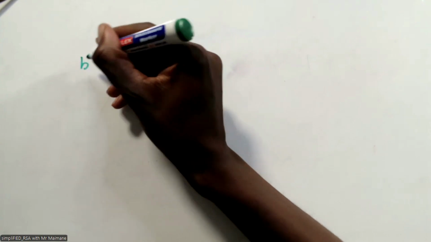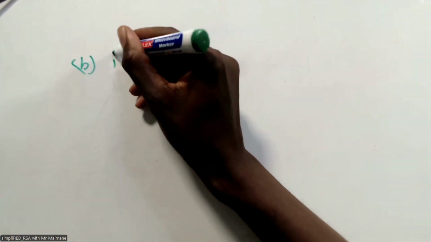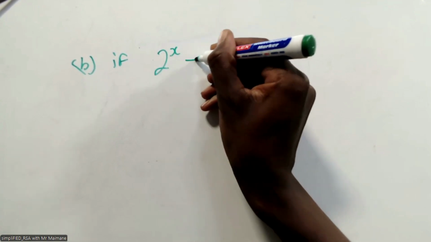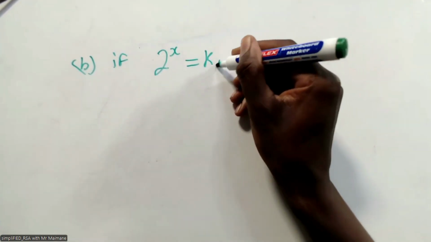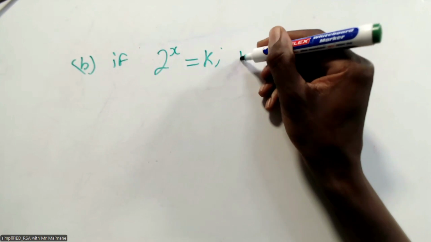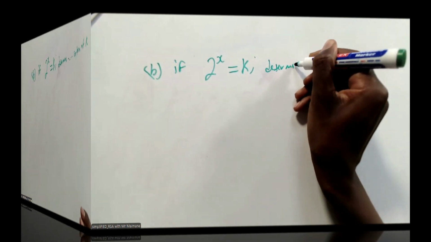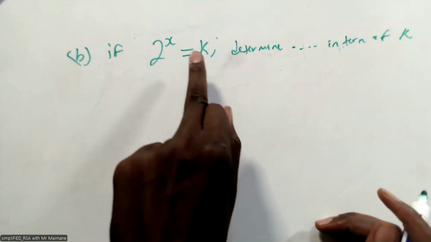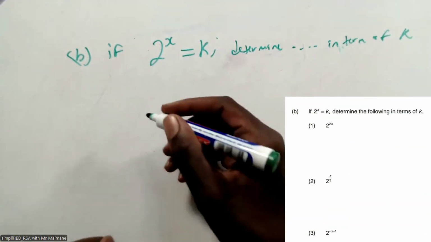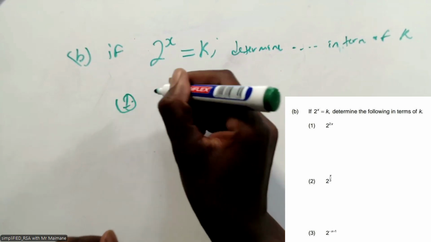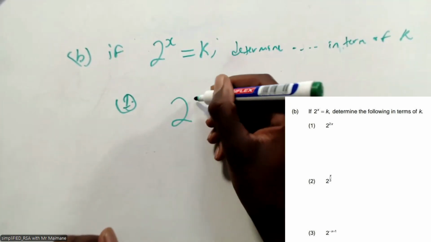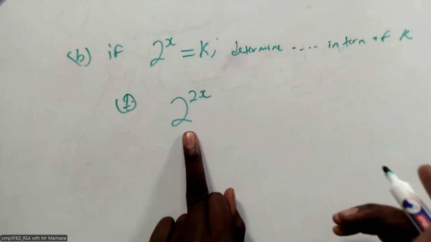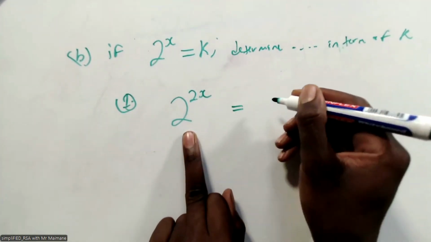So number B, we say if 2 to the exponent x is equal to k, and then we have to determine, as long as I can write everything as 2 to the exponent x is equal to k, then I'm good to go. Look at the first one. I have 2 to the 2x, right? 2 to the 2x, I can write this in the form of this.